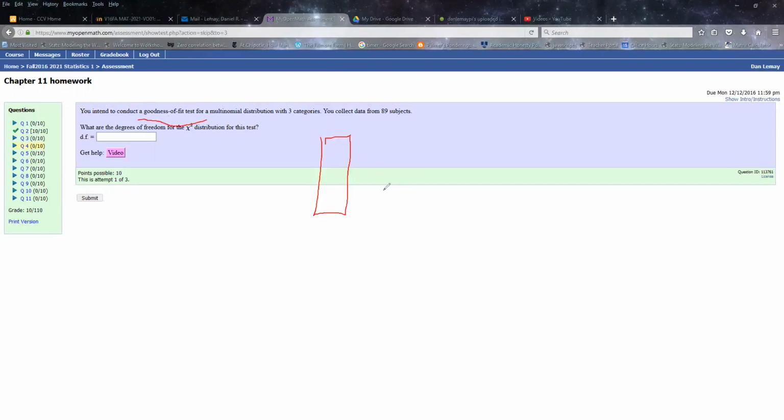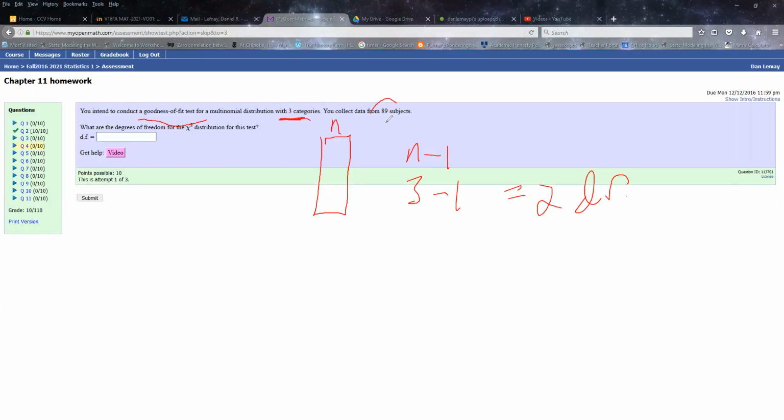So when you have to find the degrees of freedom for a goodness of fit test, because we only have one set of categories, we have n categories, and to do the degrees of freedom, we do n minus 1. That's the same for t-distributions, for a standard deviation, et cetera. So since they're telling me there's 3 categories, 3 minus 1 tells me there's 2 degrees of freedom.